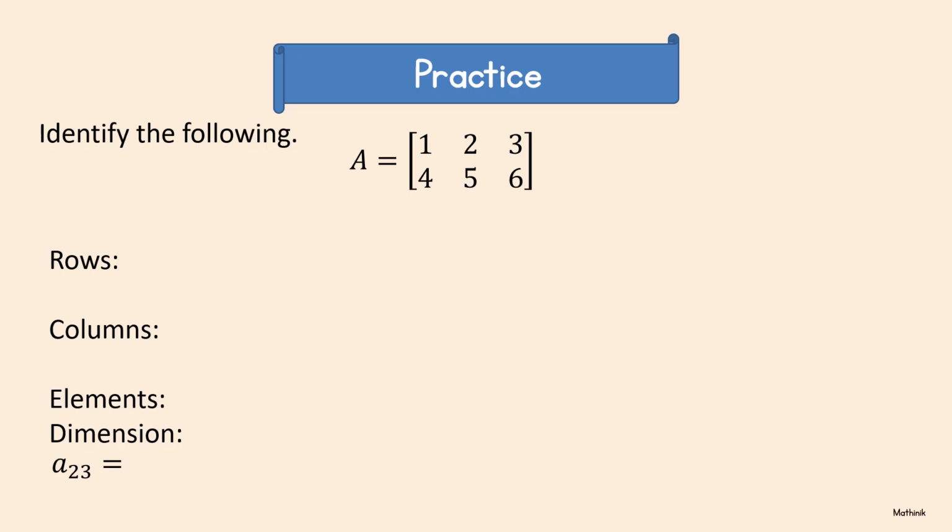Now let's come to your practice. Your turn now. Identify the following. We have a given matrix composed of 1, 2, 3, 4, 5, 6. Identify the rows, the number of rows, the number of columns, the elements, the dimension, and the A sub 23. If you have questions, just comment your queries in the comment section.